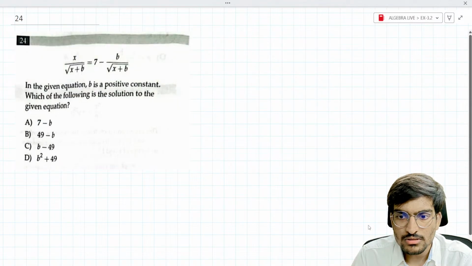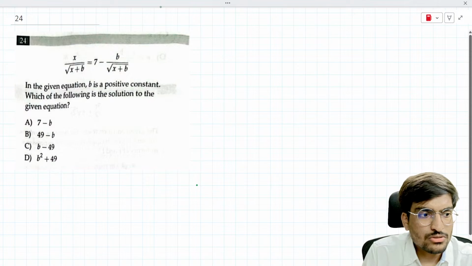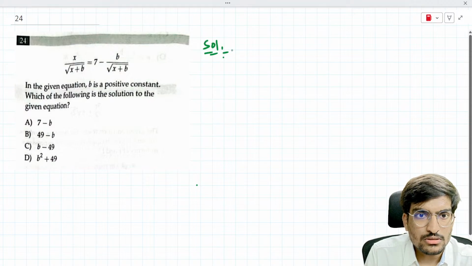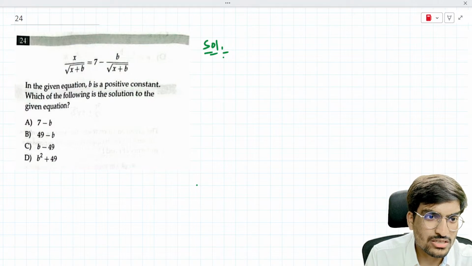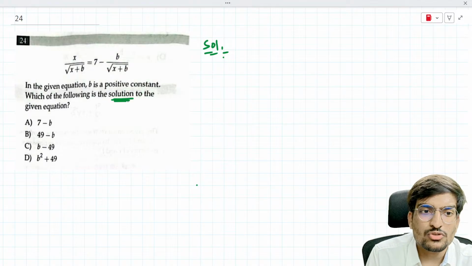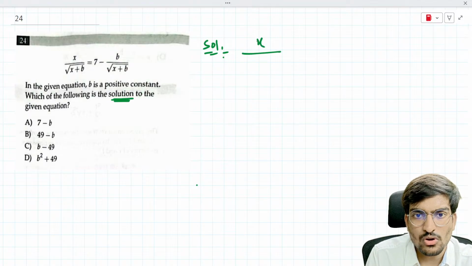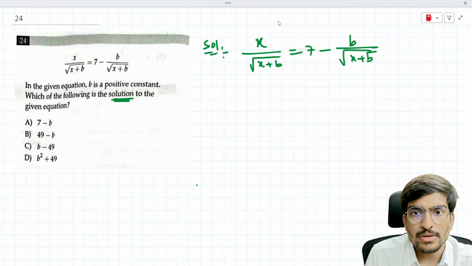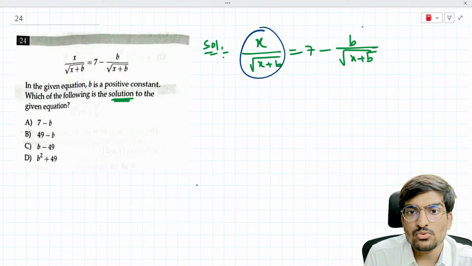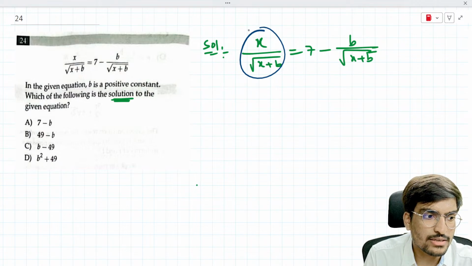Okay, so question 24. They've given an equation, and which of the following is the solution to the given equation? We just have to solve. x divided by root x plus b equals 7 minus b divided by root x plus b. You see here these terms are the same. Let's try to put them together so that we can do some operation for that.